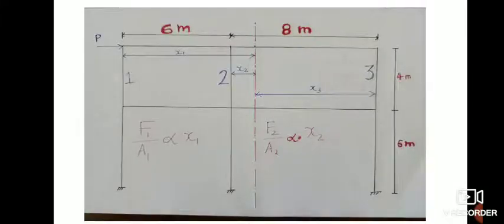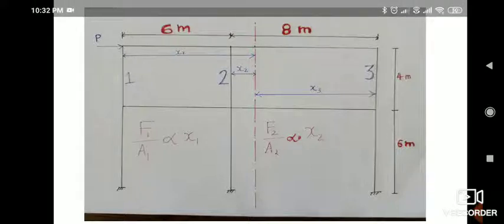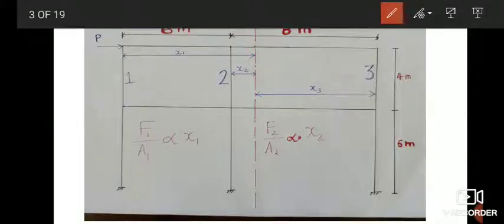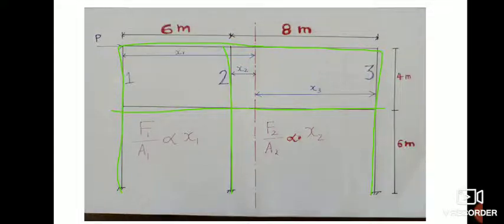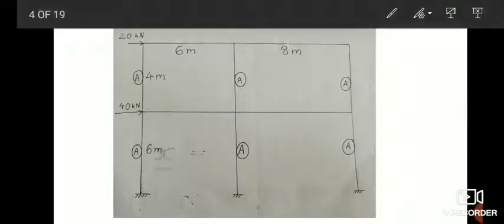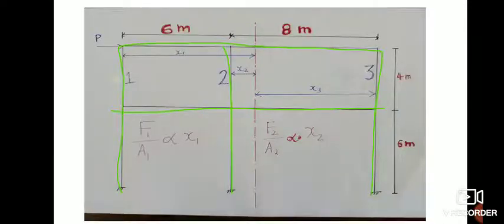You may consider a portal frame. The black colored one is our frame. It has spans of 6 meters and 8 meters, and the height of the story is 4 meters at the top story and 6 meters at the bottom story. I have marked the x bar. The first span is 6 meters and the second span is 8 meters, so it will be around between the second column and the third column. I have marked the columns as 1, 2 and 3.